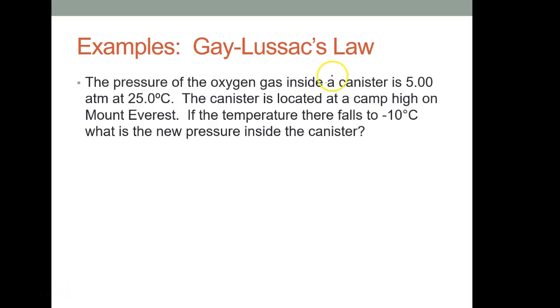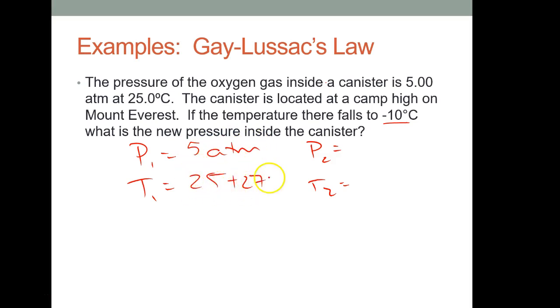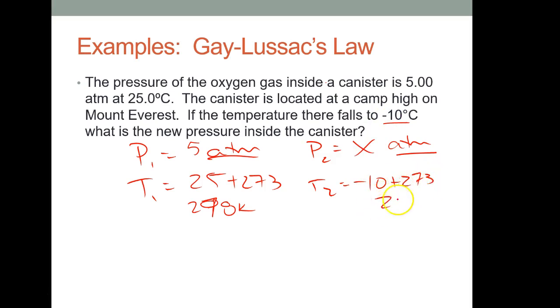The pressure of oxygen gas inside a canister is 5 atmospheres at 25 degrees. The canisters are at a camp high on Mount Everest, and the temperature falls to -10. What's the new pressure? So P1, T1, P2, and T2. The pressure is 5 atmospheres. The temperature is 25, but again, I'm going to automatically add 273 and get 298 Kelvin. They want to know what the new pressure is, so that will be in atmospheres because our units match. And -10 plus 273 equals 263.